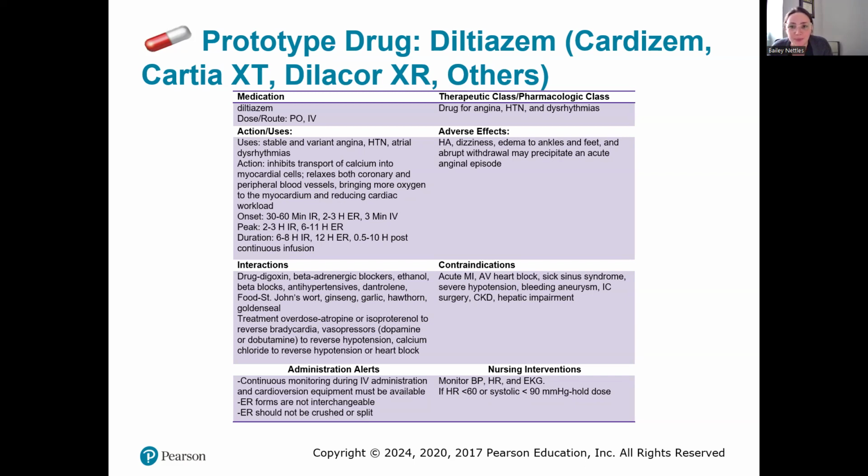The extended release form should not be chewed or split, and they are not interchangeable. Okay, IR and the ER, they're not interchangeable. Monitor blood pressure, monitor heart rate, monitor their EKG. Hold if the heart rate is less than 60 or the blood pressure is less than 90.